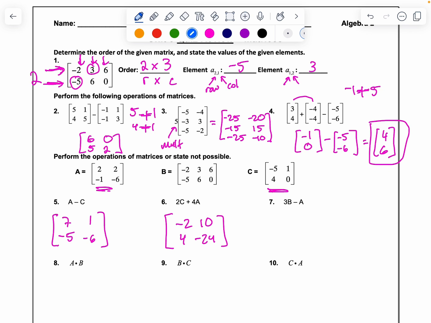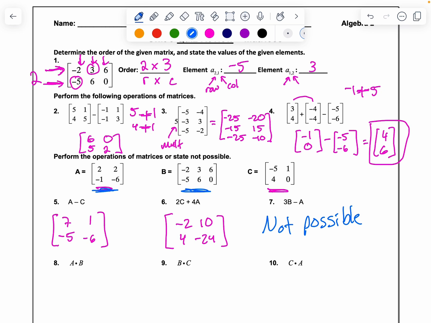The next one, B minus A. Notice B and A do not have the same order, so we don't even need to type that in. That one is just not possible. If you do type it in, it'll say error. So error should tell you, you should check the dimensions to make sure you didn't type it in wrong. And as long as the dimensions don't match, it's not possible for adding and subtracting.